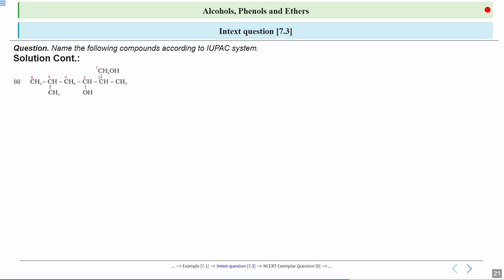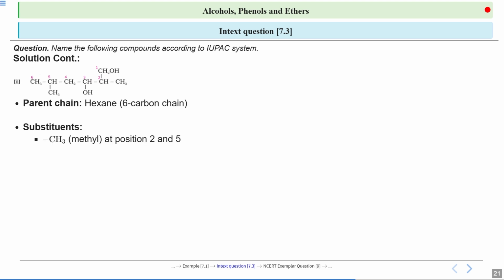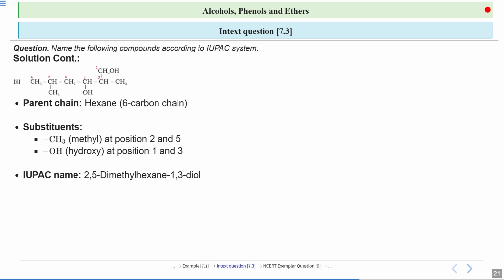Then comes our second compound. We have selected the parent chain here and done the numbering. So the parent chain is hexane, a 6 carbon chain. The parent chain should contain the carbon which is attached to OH. The substituent is CH3, that is methyl, at positions 2 and 5. Also, the hydroxy groups are present at positions 1 and 3. So the IUPAC name will be 2,5-dimethyl hexane 1,3-diol. This is a polyhydric alcohol, so the E will be retained from the parent alkane name.